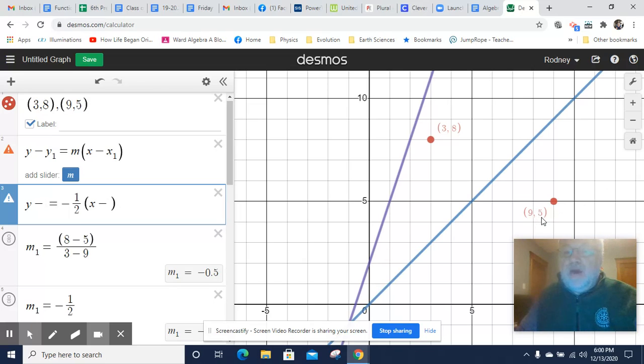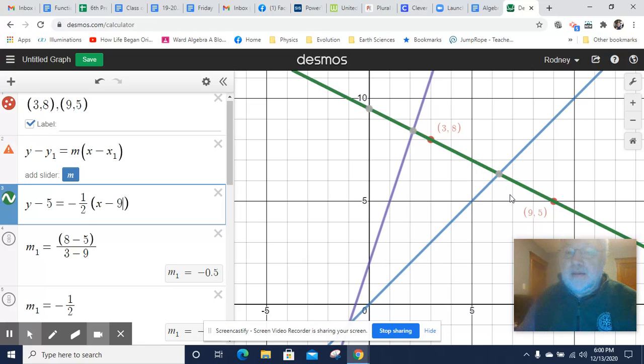from this point. So the y value is 5. I'm going to say y minus 5. Over here, I'm going to take the x value, which is 9, and so I'm going to say x minus 9, and it works again. Cool. All right, so that works.